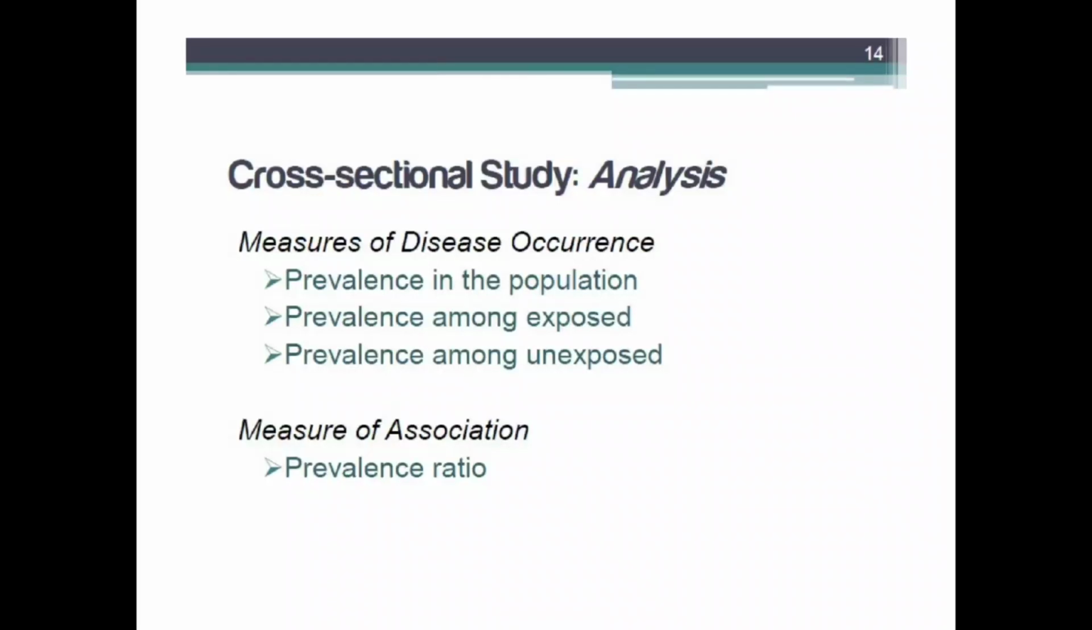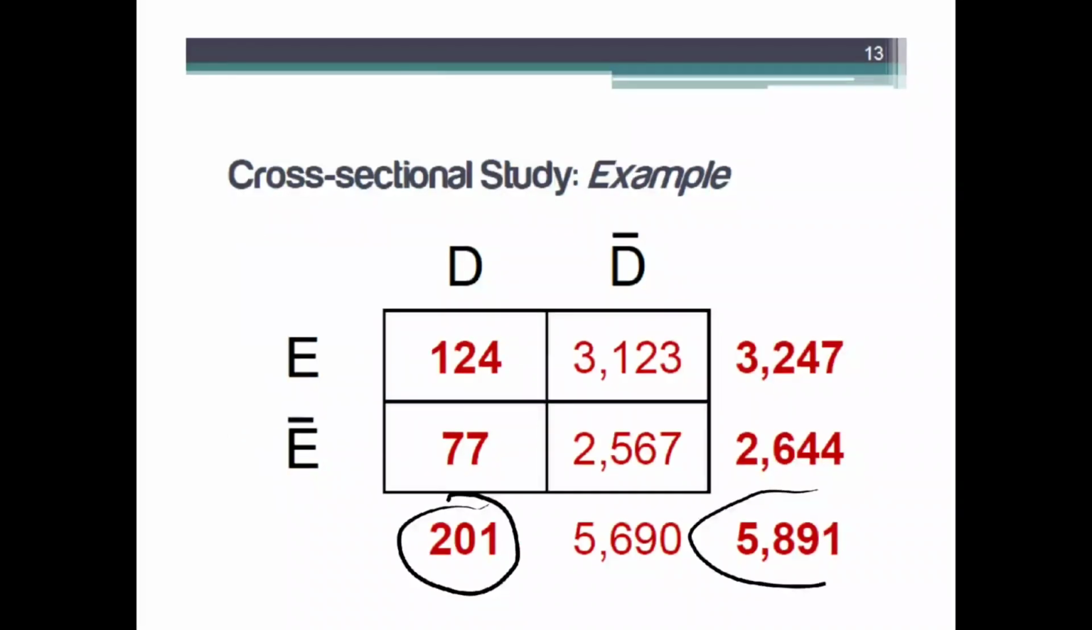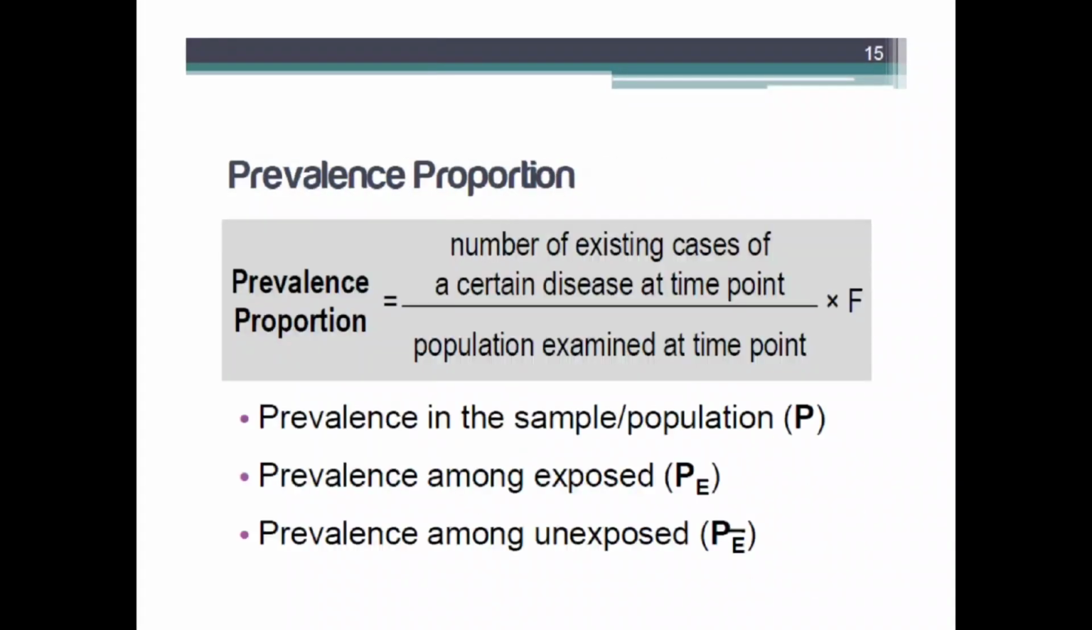Cross-sectional. So, compute na natin. Alam nyo na to. Para ma-compute yung prevalence in the population, 201 over 5891. Di ba? Midterms lang yan.